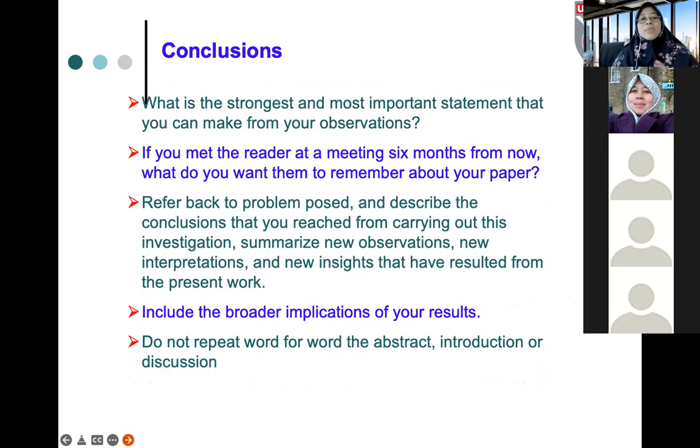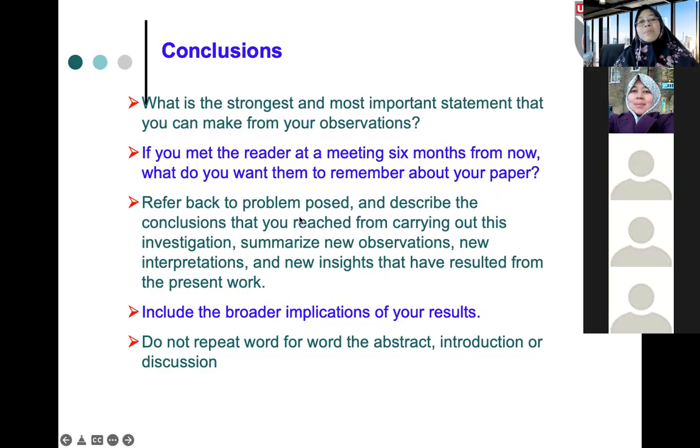So, conclusion: what is the strongest and most important statement that you can make from your observations? You have to decide, because you already know what you want to achieve. This is where you tell the reader again, highlighting the most important points. It's a good point: if you met the reader at a meeting 6 months from now, what do you want them to remember about your thesis or report? So the conclusion plays a big role.